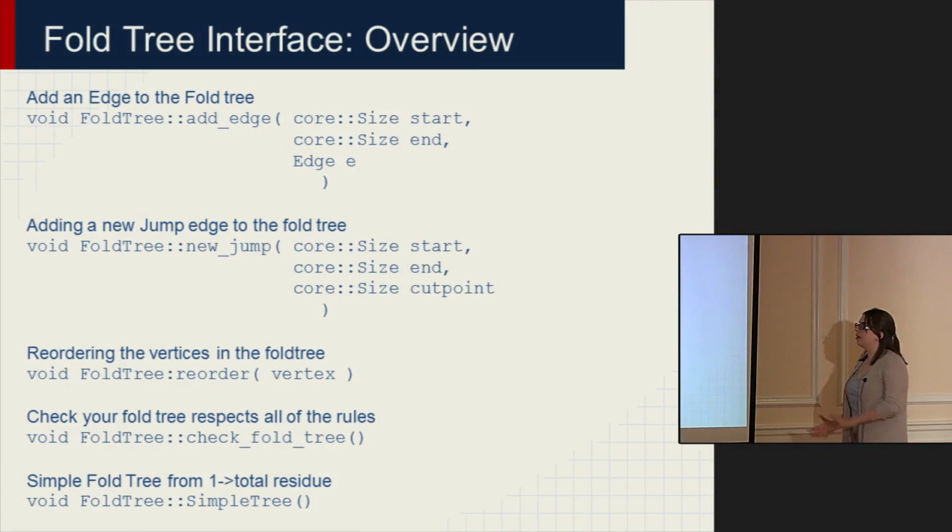So all of the code for the full tree lives in the full tree class in core kinematics. This is just a quick overview of the interface, or the most common methods that you might call from the full tree, but I'll go through these individually in a minute. Two main ones that you'll be adding later today are add edge, where you can add an edge to the full tree, or new jump, where you can add a new jump to the full tree. The reorder method is useful if you want to update the directions of your edges all at once. Check full tree is how we know all of the rules of the full tree are followed when you make a new one. And then simple tree will just create a simple full tree from residue 1 to the total residue.